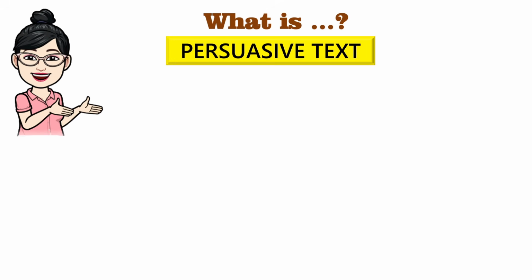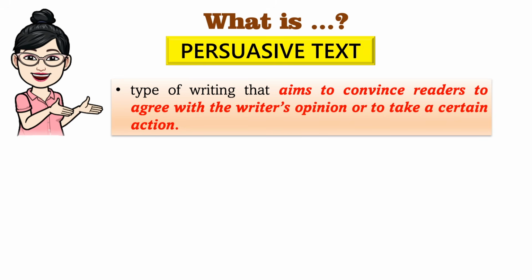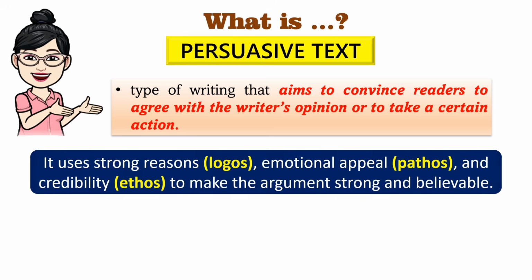First, let us define persuasive text. What is a persuasive text? A persuasive text is a type of writing that aims to convince readers to agree with the writer's opinion or to take a certain action. It uses strong reasons or logos, emotional appeal or pathos, and credibility or ethos to make the argument strong and believable. Hindi ba't parang nagre-review na lang tayo dahil na-discuss na natin ang lahat ng ito sa mga previous videos?